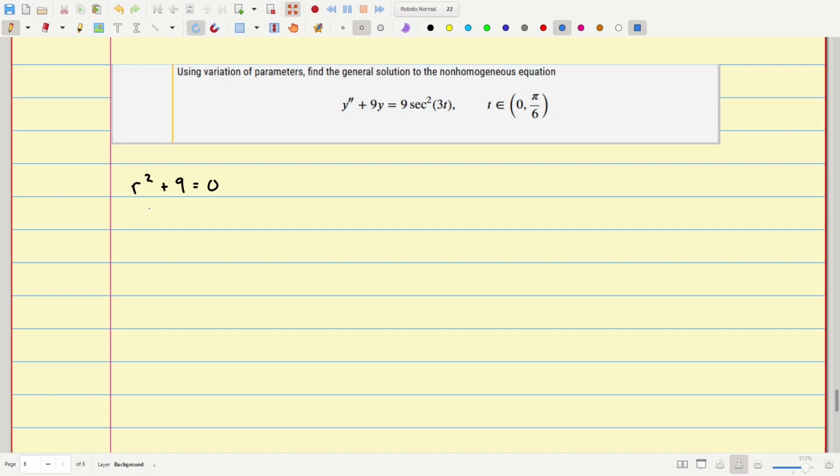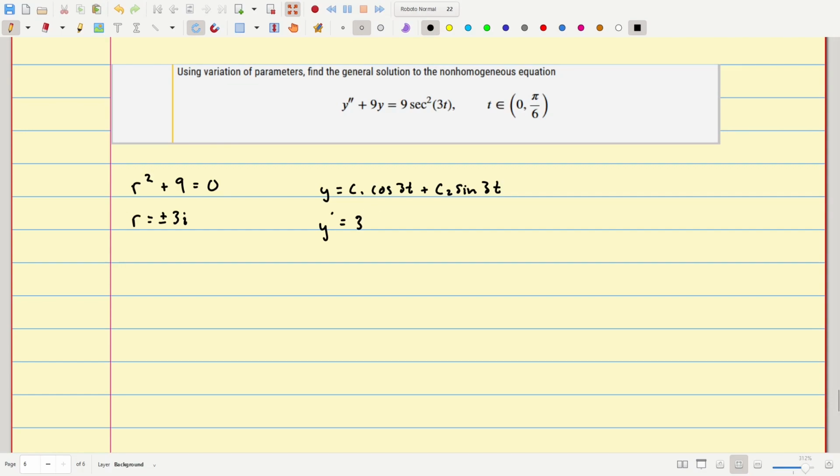For this, we see that we're going to have complex valued roots for R. We're going to get R equals plus or minus 3i, because we're going to have the square root of negative 9. This tells us that our homogeneous solution is going to take the form of cosine and sine of 3t. And with the sine and cosine here, we can now set up to be able to find our particular solution.